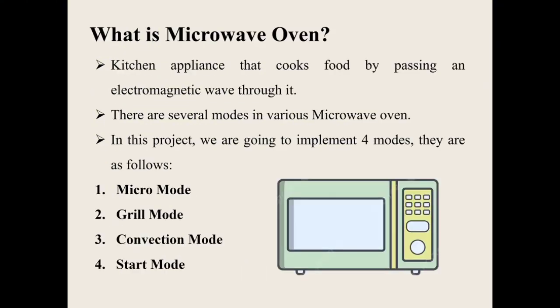What is a microwave oven? Basically, it is a kitchen appliance that cooks food by passing an electromagnetic wave through it. In various microwave ovens, there are various modes. In this project, we are going to implement 4 modes. They are: first one micro mode, second one grill mode, third one convection mode, and fourth one start mode.